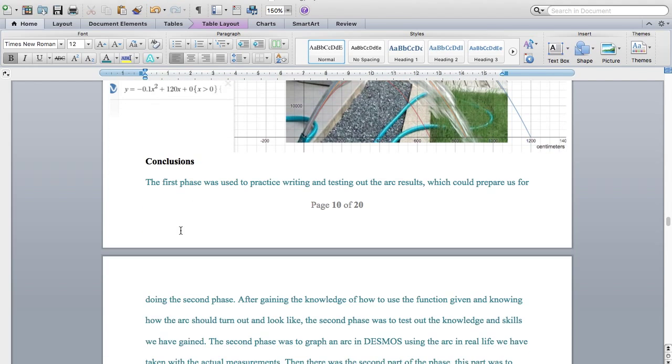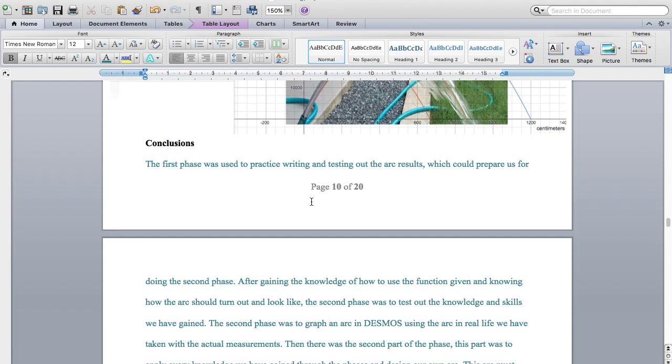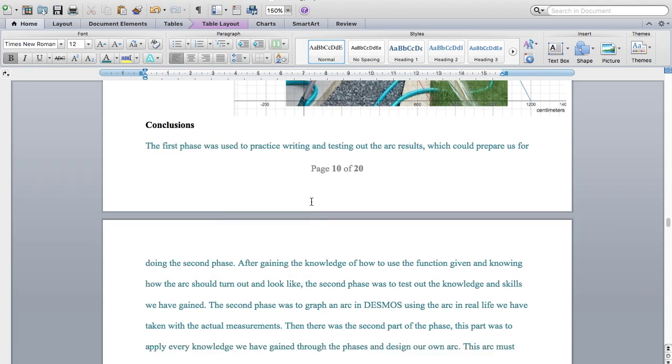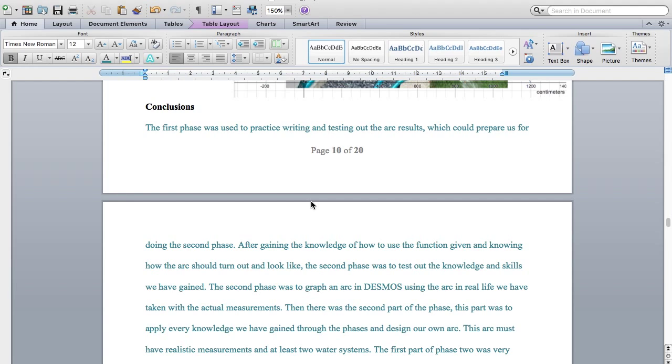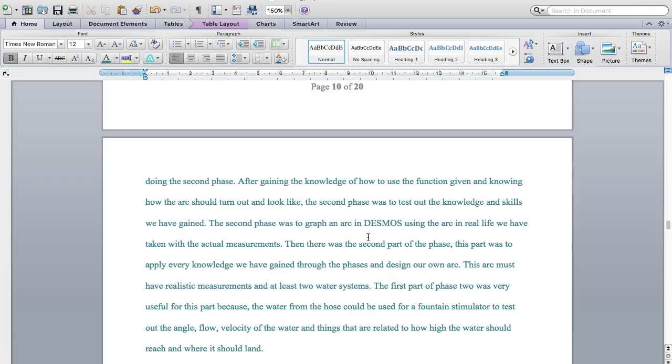In conclusion, the first phase was used to practice writing and testing out the arc results, which could prepare us for the second phase. And using the knowledge I have gained, I can finish the second phase and graph the graphs in Desmos and make this template perfect.